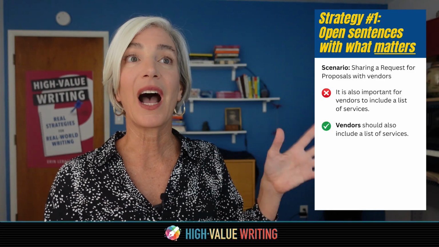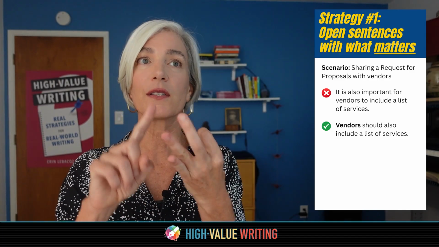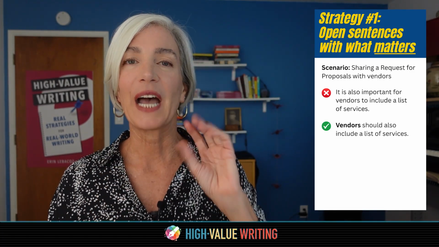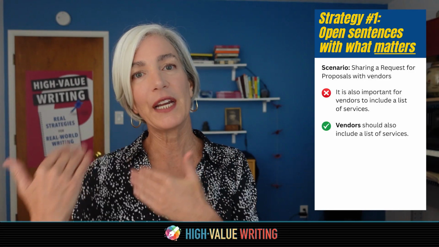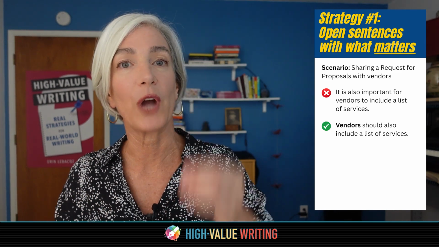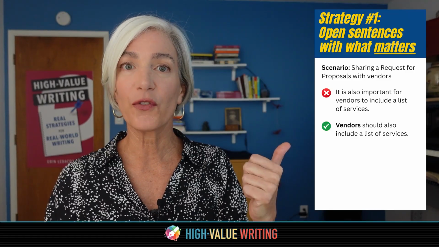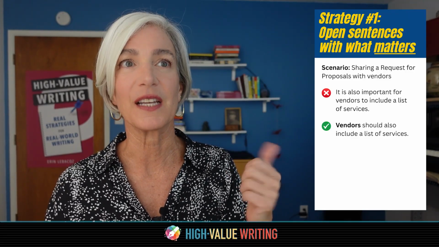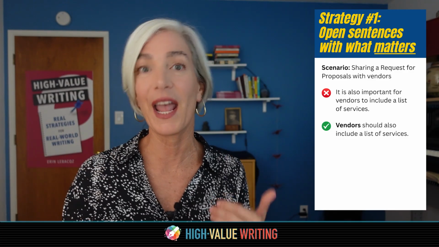I would probably not say something like, it is also important for vendors to include a list of services. It is also important for. That's 5 words where nobody is learning anything. That kind of writing is falling out of style, right? People want writing that informs them right away. And if you're writing to a vendor, they're going to see themselves at the top of this next sentence. Vendors should also include a list of services. Immediately know, hey, that's what I need to do in my proposal.